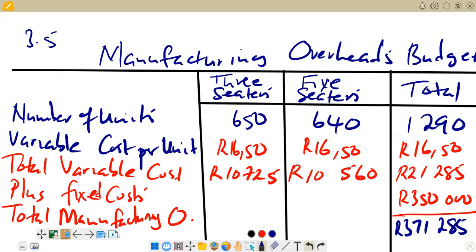Remember, this is the last part of our budgets. We've got the manufacturing overheads budget is the last one. This is what we have, guys, in terms of this question of budgets. That was question 3 of this question paper of November 2022.